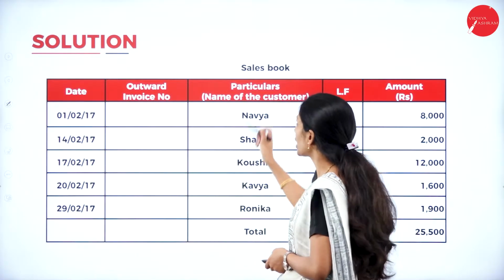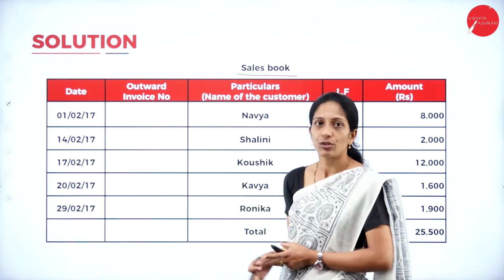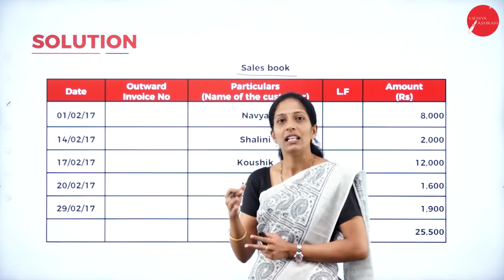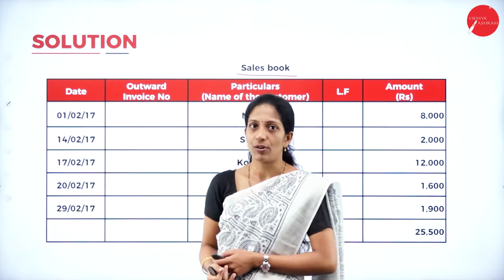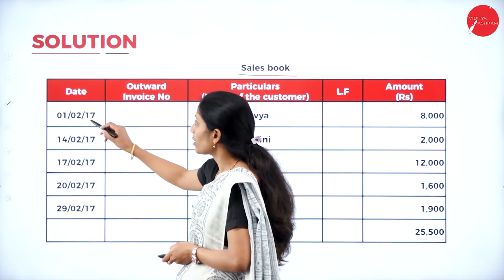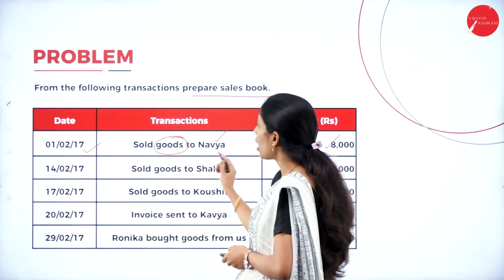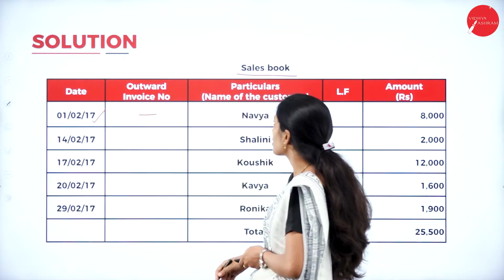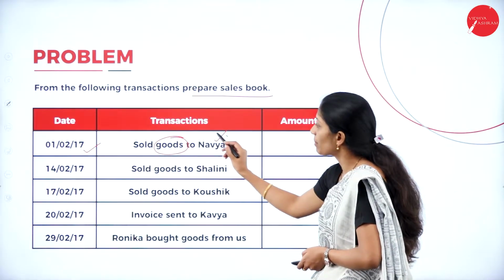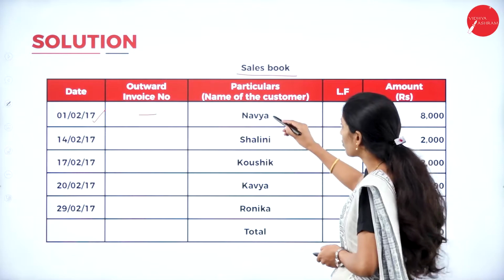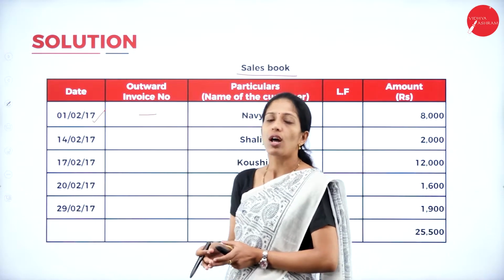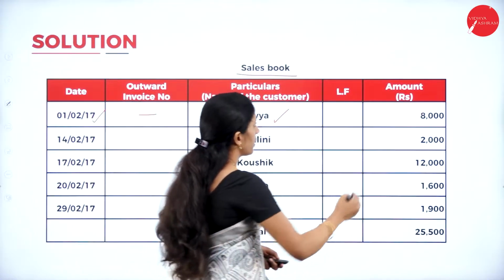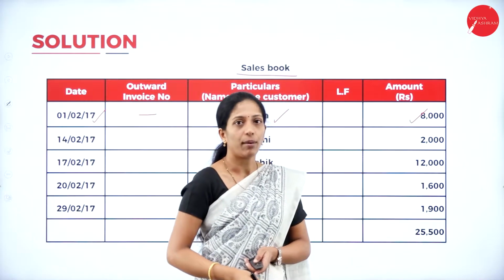Go through the solution. Write the heading sales book, and you know the format: date, outward invoice number, name of the customer, ledger folio as well as amount. Now, the first date is 1/2/2017. There is no outward invoice number in the transaction, so let it be blank. Next, name of the customer. The name of the customer is Navya, so write the name of the customer. The ledger folio column will be blank, and what is the amount? The amount is 8,000, so write 8,000 in the amount column.